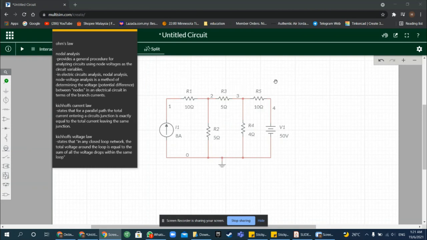So from the start, we are going to assign the nodes. We are going to identify the nodes, and then next we are going to assign the node voltages V1 and V2, followed by branch current. The next step will be to identify the direction of current flowing.